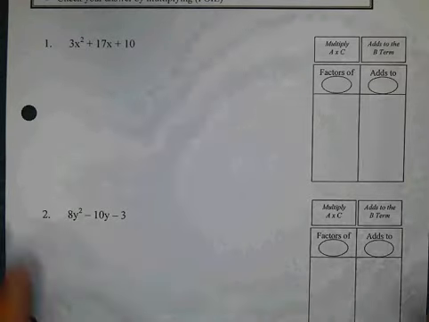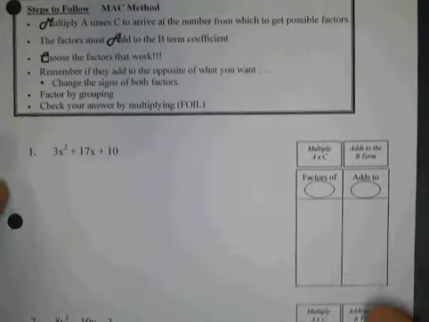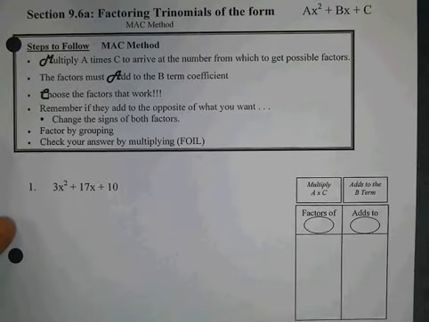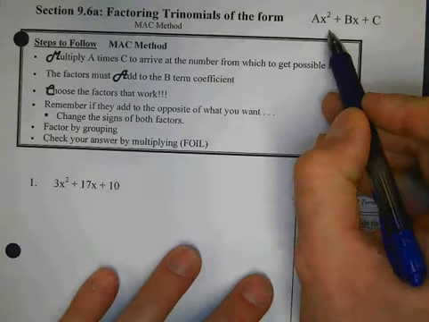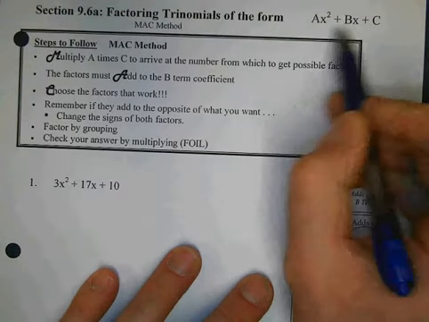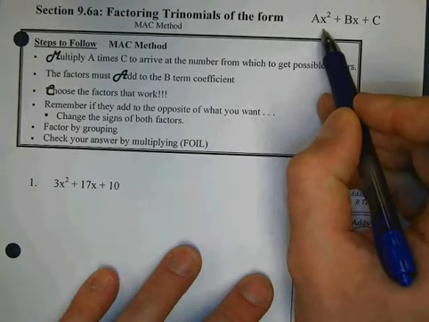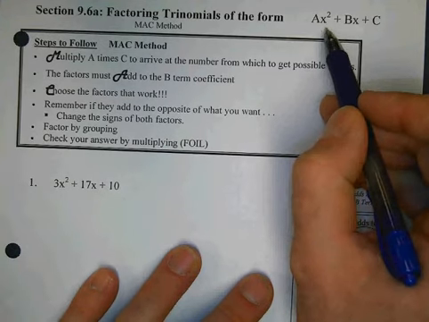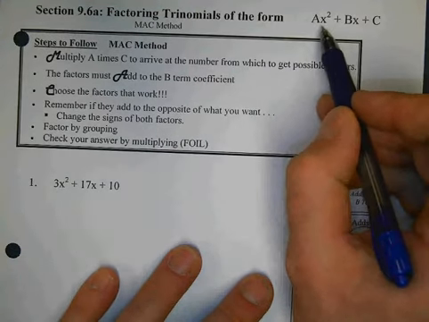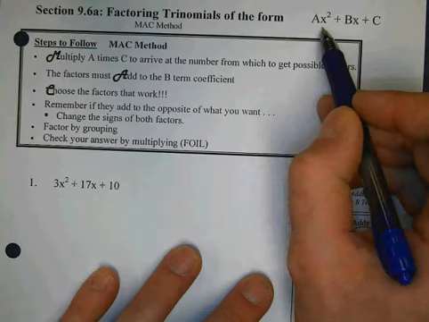Now, if we went back and looked at our lesson in 9.5, it said factoring trinomials that were x squared plus bx plus c. I had no a there. And that kind of scenario, Dylan, is where that shortcut's going to apply that we're going to talk about tomorrow. Okay? But today, everything has that number in front.